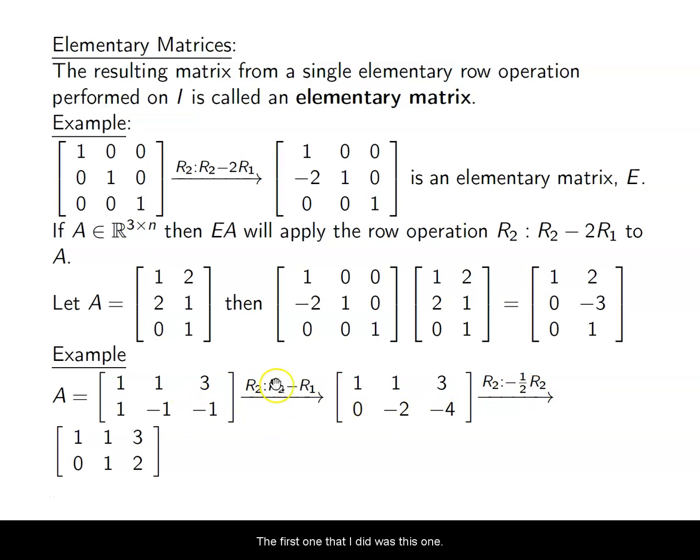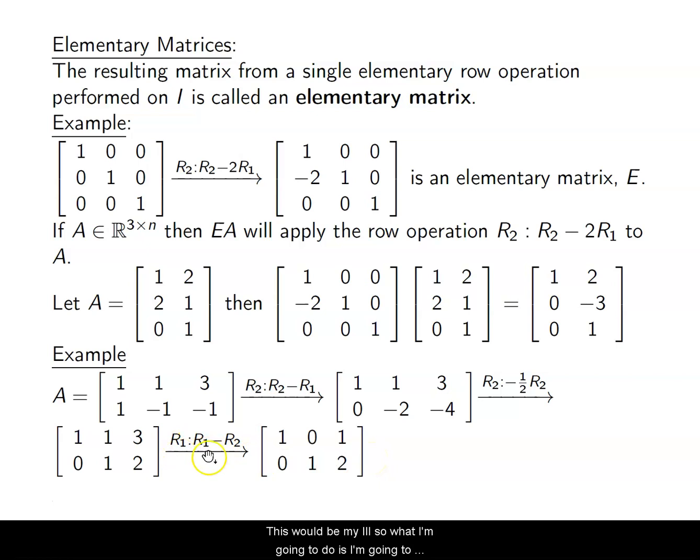The first one that I did was this one, so it would be on the left hand side. The next one I did was this one, so if I wanted to put these together, I would call this E1 and this E2. I would put them in order as E2, E1 times A. This would be my E3.